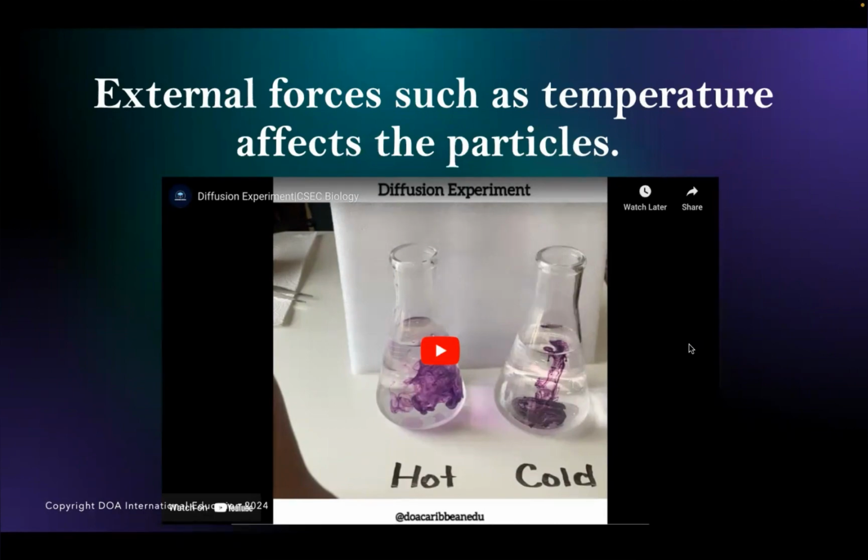So what do we notice here? We notice that with the introduction of hot boiling water, which symbolizes a greater temperature, the dye diffuses at a faster rate compared to the one in the cold medium.